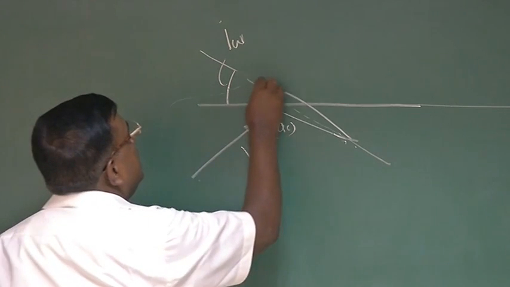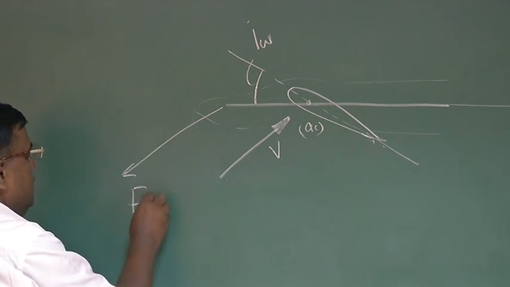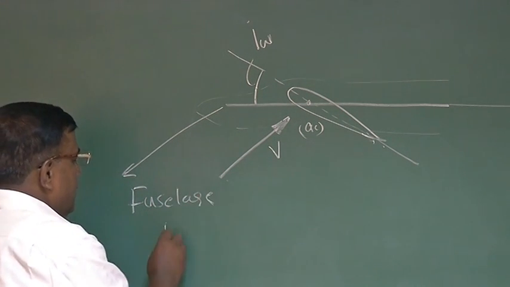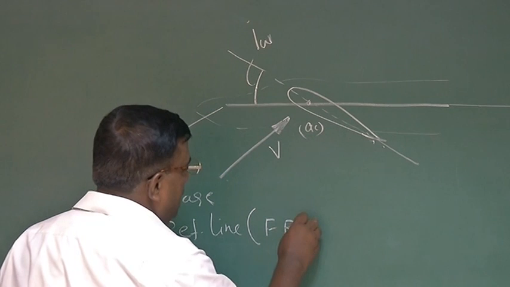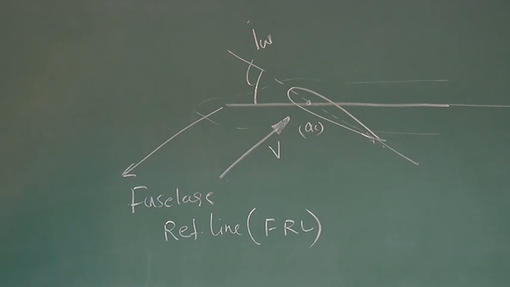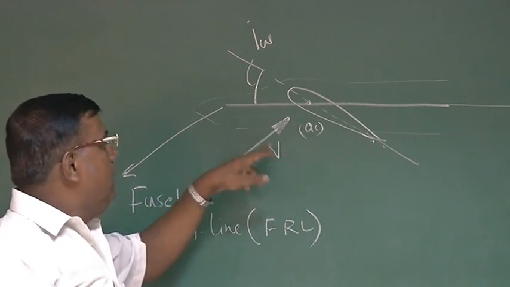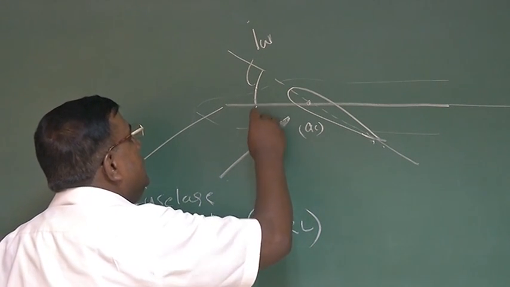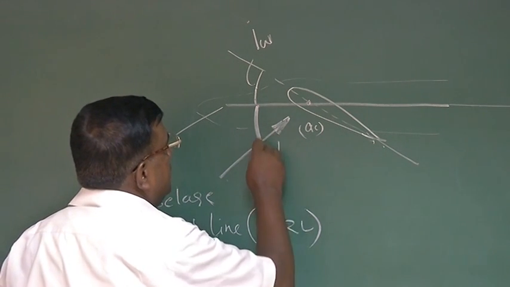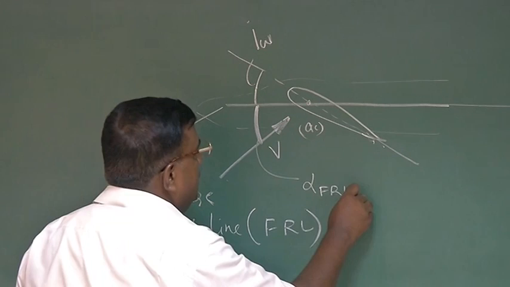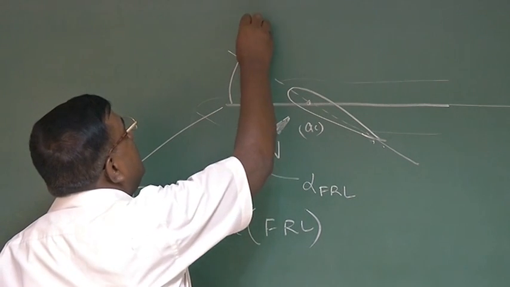Well, if I draw the fuselage going on like this, I call this line the fuselage reference line. In short, it is FRL. Okay. So what is the wing setting angle? It is how much angle the chord line is making with the fuselage reference line. So I call the angle between the velocity vector and the fuselage reference line alpha FRL, and this angle is IW, the wing setting angle.